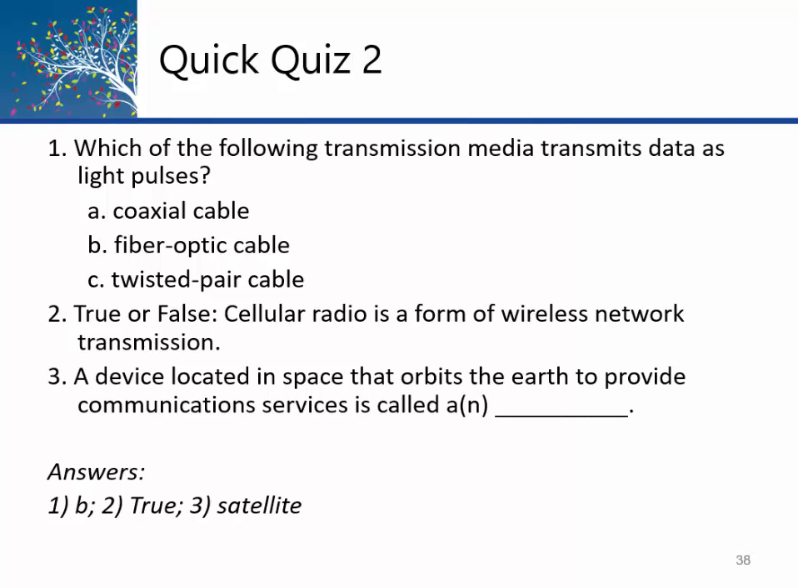Second quiz: which of the following transmission media transmits data as light pulses? The media that does this is the fiber optic, letter B. True or false, cellular radio is a form of wireless transmission? That's true. And question three, the device located in space that orbits the Earth to provide communications is a satellite.